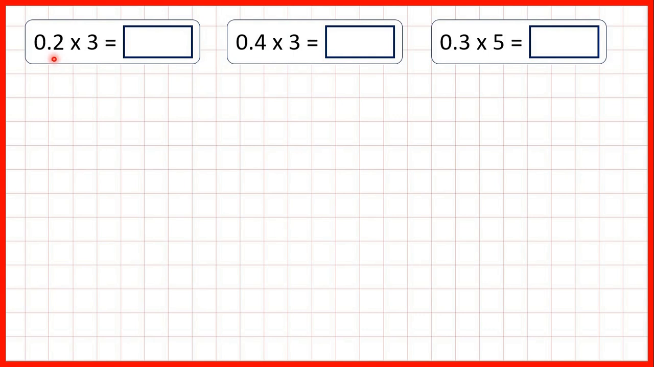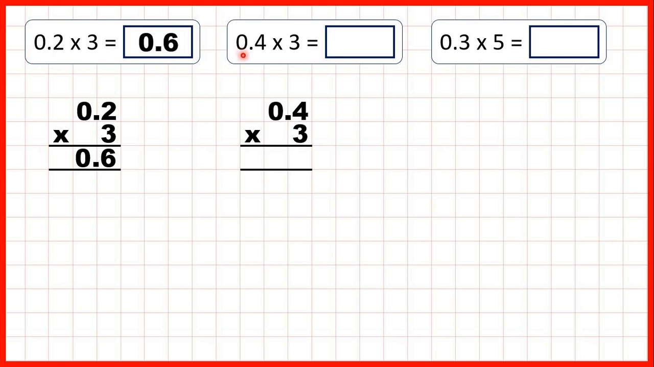Now we need to multiply a number with tenths by a whole number. So first we have 0.2 times 3. We can write this out as a column multiplication, and it doesn't matter that our place values aren't lined up, as long as we remember to copy down the decimal point into our answer line so that it's directly underneath the decimal point in the number that we're multiplying. Now 2 times 3 is 6, 0 times 3 is 0, so our answer is 0.6.